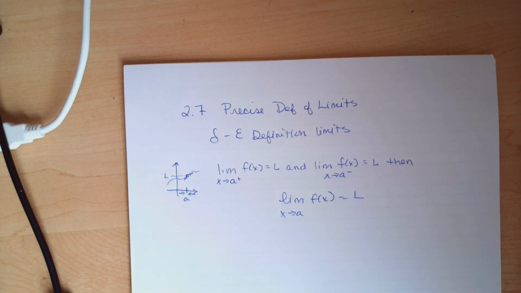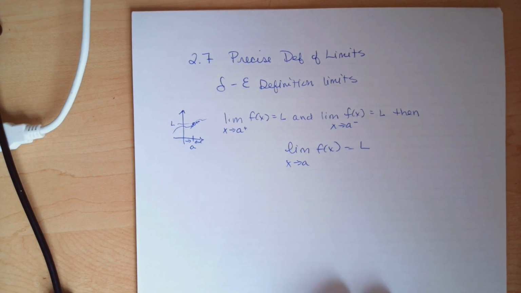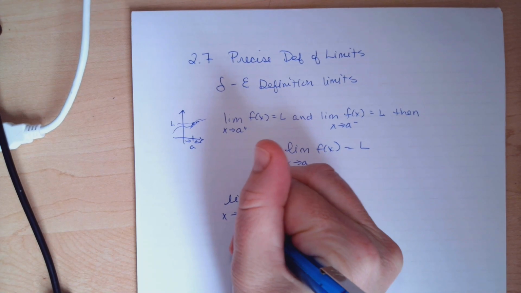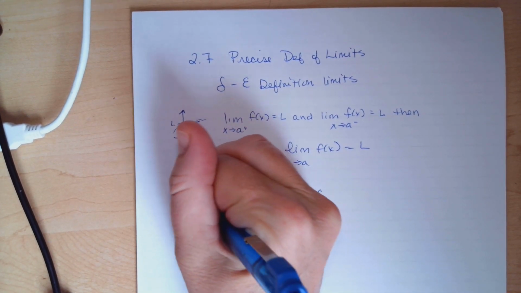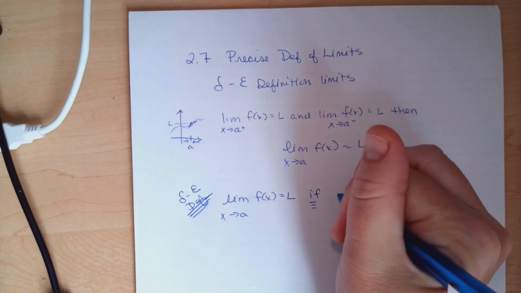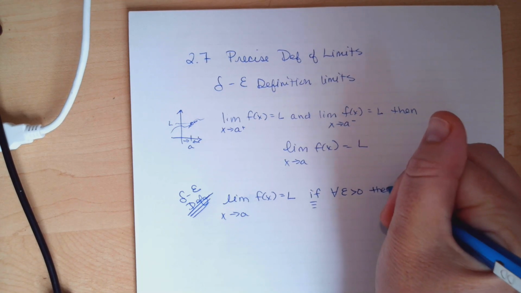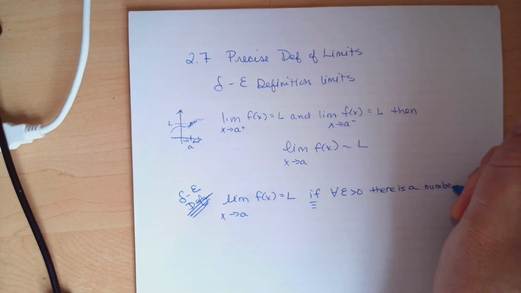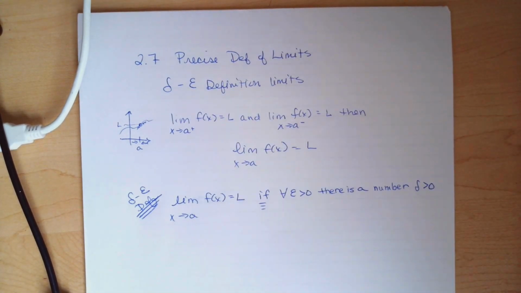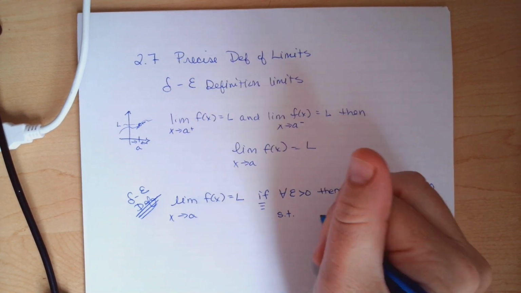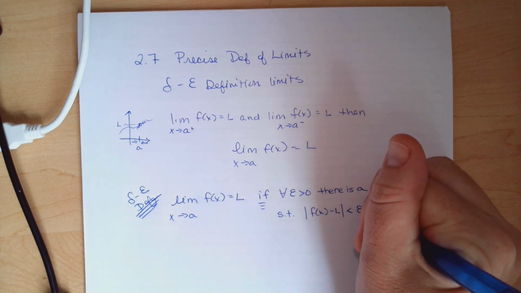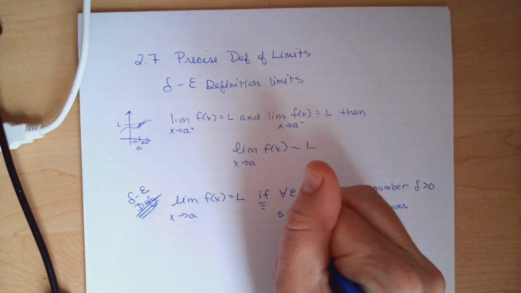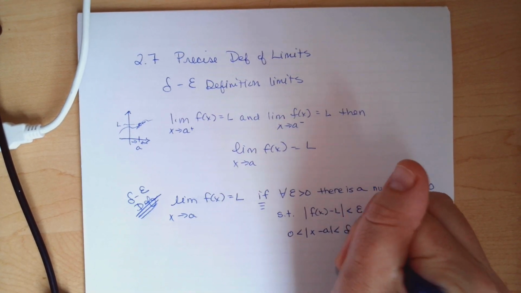We have another definition, this delta epsilon definition of a limit, and so basically we're saying for this delta epsilon definition that the limit as x goes to a of f of x equals L if, and so this is my delta epsilon definition here, okay, if for all epsilon greater than 0, there is a number delta greater than 0 such that the distance between the output of f of x and that L is less than epsilon whenever you are within delta of a, right?